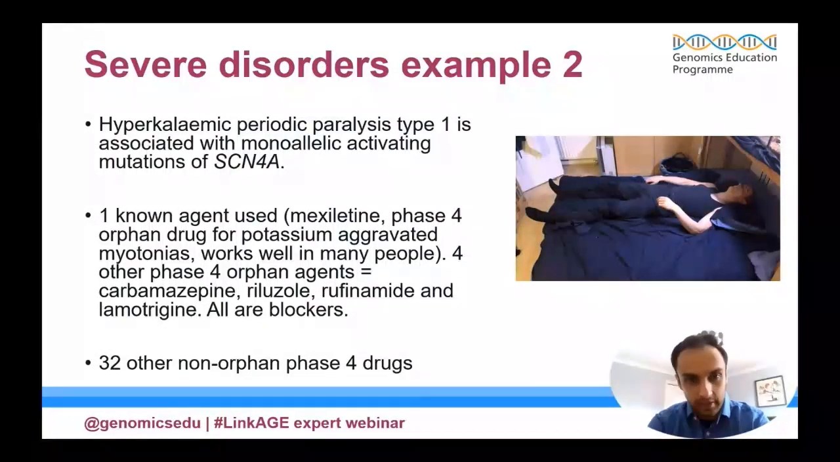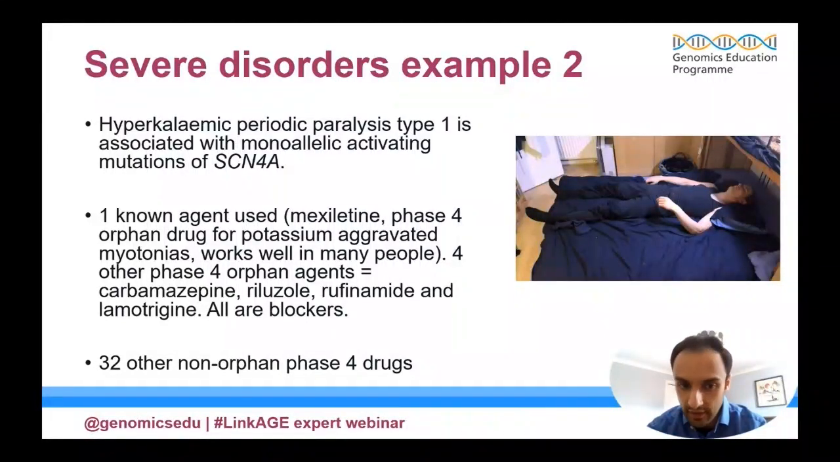So we then looked at hyperkalemic periodic paralysis type 1. This is due to monoallelic activating mutations of the gene SCN4A. There's one known agent already in use, mexiletine, which is a phase four orphan drug for potassium aggravated myotonia and works well in a lot of patients. Again, acts as a positive control for this algorithm.